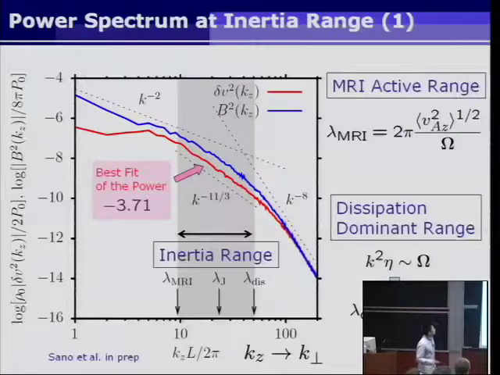Anyway, if we define the inertial range between these two length scales and calculate the best fit power here, it gives minus 3.61, 3.71, which is surprisingly close to the Kolmogorov power. That's the kinetic one. Both kinetic and magnetic show similar, almost exactly the same power.